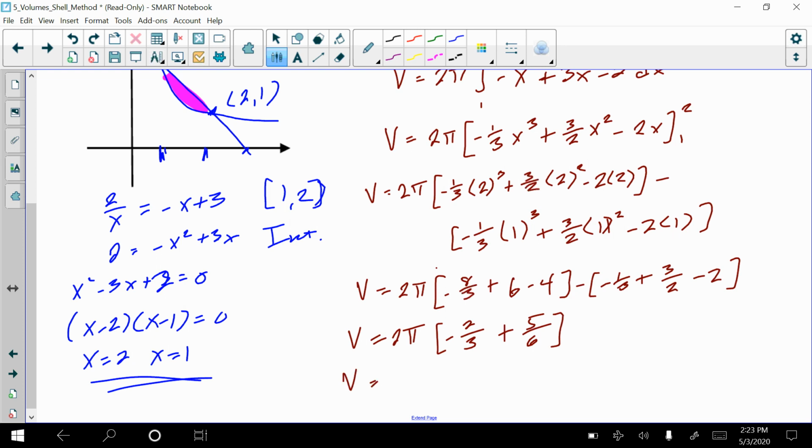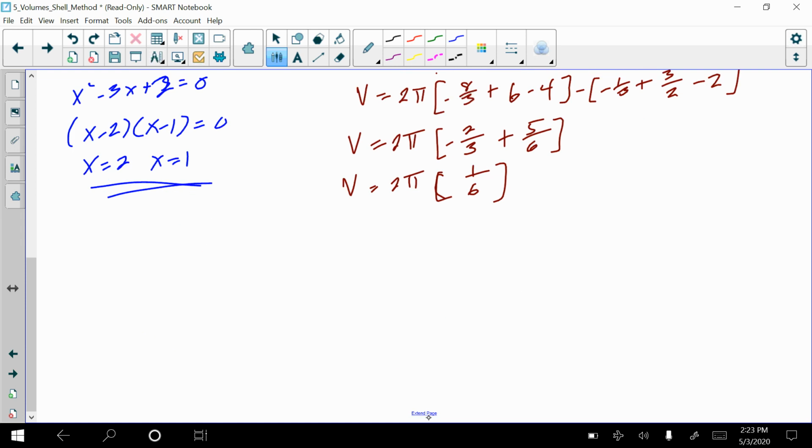Giving us our volume, simplifying the bracket one more time, it'll be a positive 1/6 when we get a common denominator. And so the volume, in this case, simplifying the 2 and the 6 in the numerator and the denominator, will give me pi over 3 for the volume.